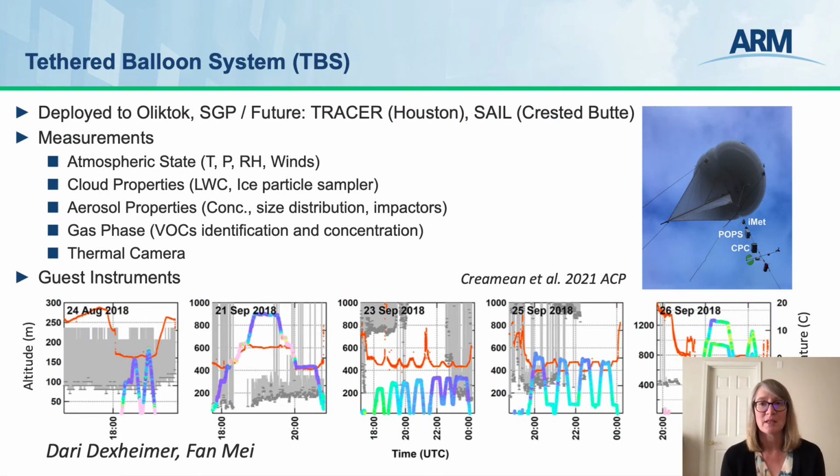ARM has also deployed a tethered balloon at Oliktok Point since 2016 and SGP since 2019, typically in campaigns lasting several weeks at a time. The TBS operates up to 7,000 feet or just over 2,000 meters. The TBS instrument suite includes a number of miniaturized instruments that mirror and augment measurements at the surface. This includes atmospheric state variables, cloud properties, aerosol properties, gas phase, and a thermal camera.